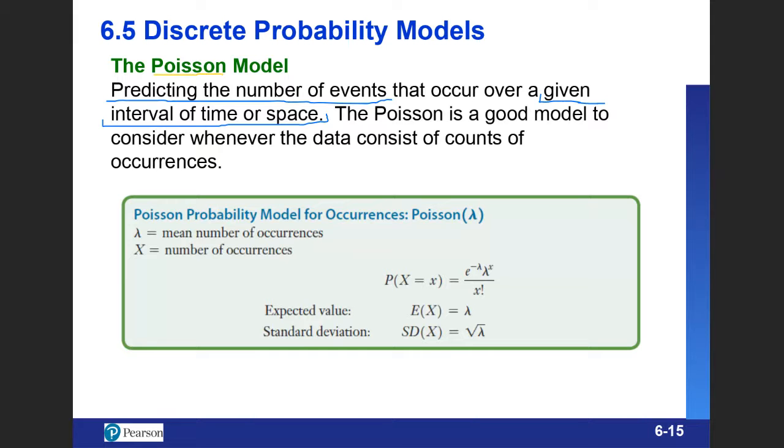There's a number of errors per page. Right, per 100 pages. Yep, that's it. So that was your space. Yes, Christopher, that's right. So in that case, it was the interval of space. So again, the examples are very specific to time or space.